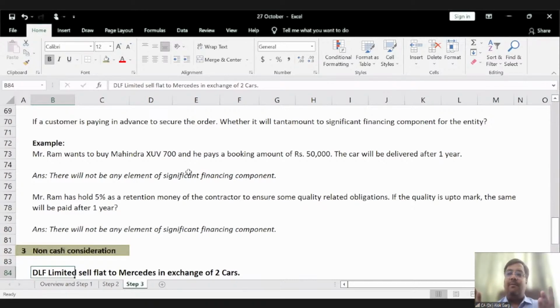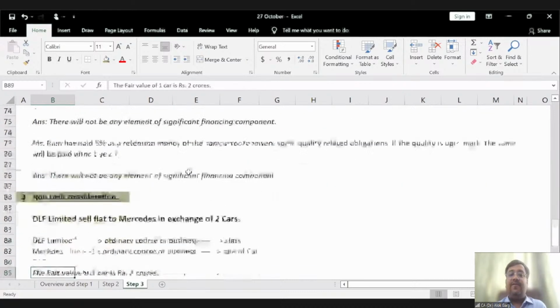So if you go to buy a Mahindra car, there is a booking for more than 1 year. There is a delivery timing of more than 1 year, because now these companies have made this a business model, that whatever orders or bookings come, we will manufacture only those number of cars, right? So if the customer is holding money as a retention for ensuring some quality or performance bonus, in that case, it is again not a case of significant financing component.